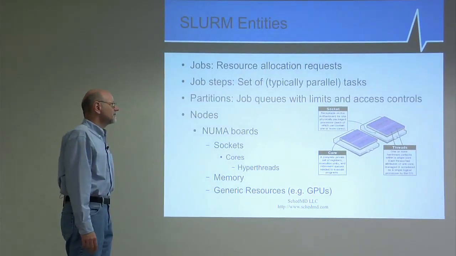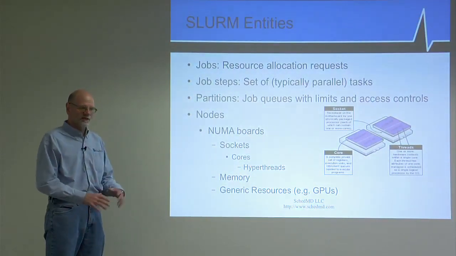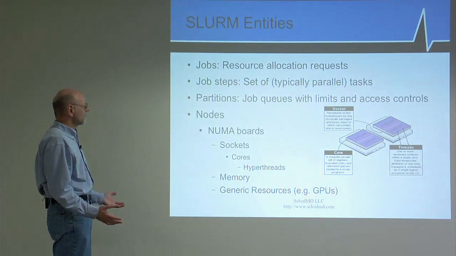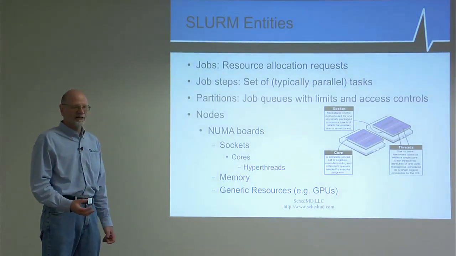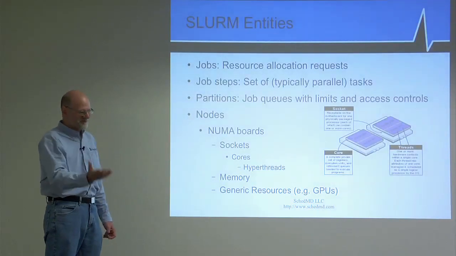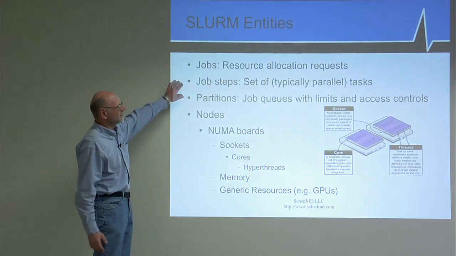So the entities that Slurm is keeping track of right now are jobs, which you can think of as a resource allocation request, and job steps, which are typically a set of parallel tasks. I know Ralph is intimately familiar with OpenMPI, so this is typically an MPI job.